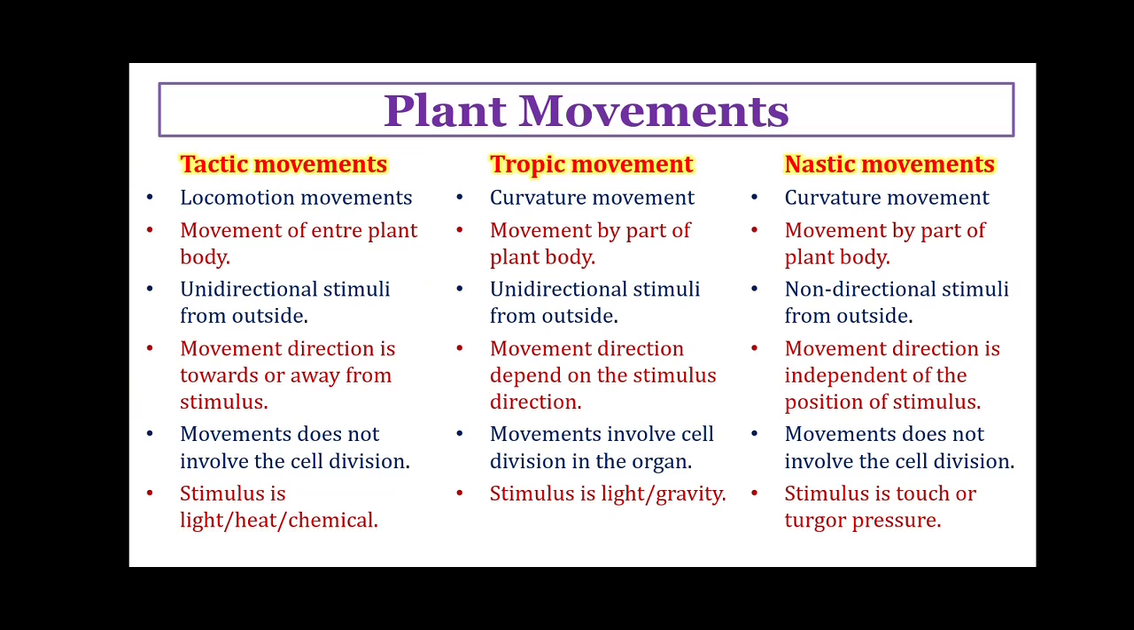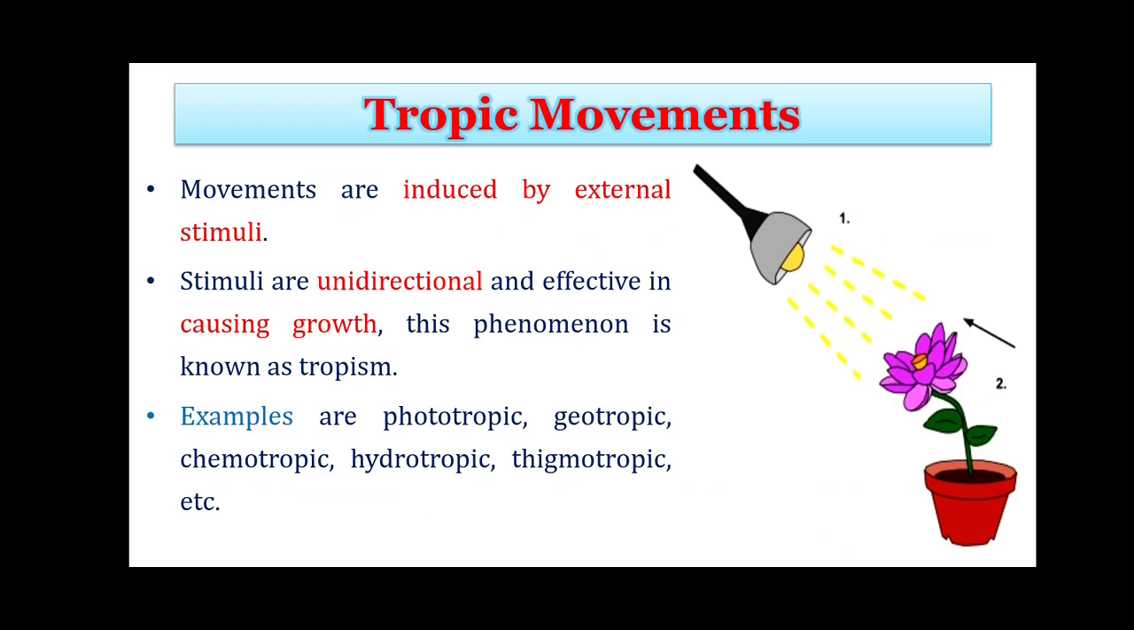Now let's talk about the differences on the basis of cell division. In case of tactic movements, cell division doesn't occur while the plant exhibits a movement. While in case of tropic movement, the movement is induced by the division of various kinds of cells present in that particular organ. Again, in nastic movements, cell division does not occur. In case of tactic movements, the stimulus may be light, heat or chemical. In case of tropic movement, the stimulus is light and gravity. In case of nastic movement, the stimulus is touch or turgor pressure.